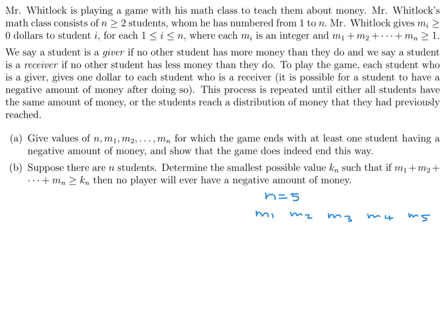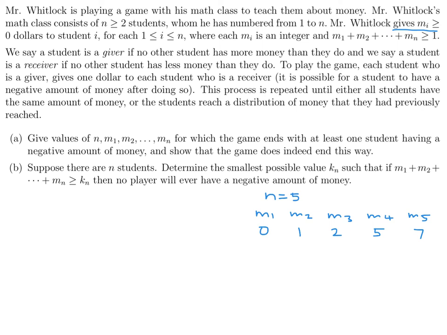Either he gives them nothing, or he gives them $1, $2, whatever. Because it says here, he gives them m greater than or equal to $0. So let's say he gives zero to that student, $1, $2, $5, and $7. Then we start looking at this part of the question, which is the giver and receiver stuff.